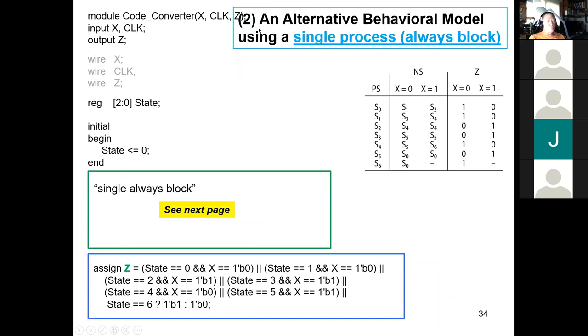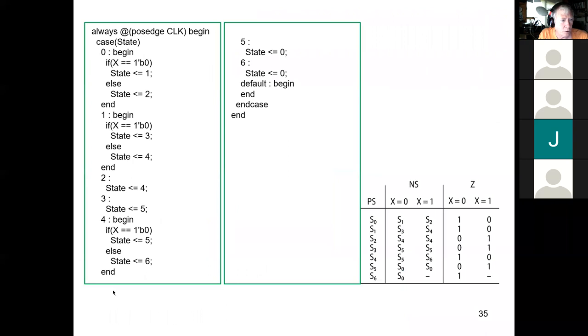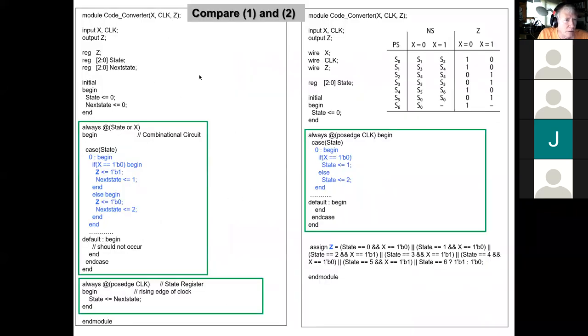All right. Here's another way we can do it with a single process. Let's see, we're going to quit soon here. We'll finish this up on Friday. It looks like it's time. Let me stop here and let me scroll through them. So here's where we'd have a single process, just one always block. And then we have this assignment statement at the end. And here's the always block, same case statement essentially, but now it's driven by the clock. So it's good to read through these and see how they did it differently. And you can compare one and two and see the differences.